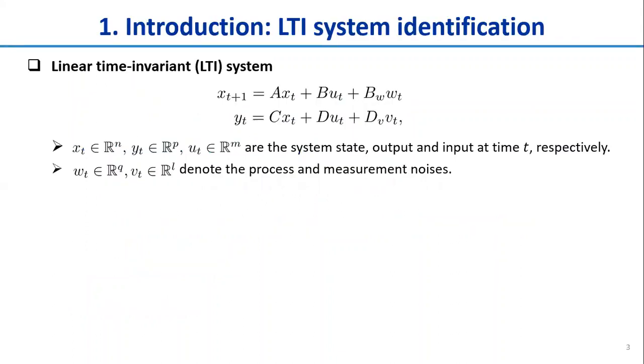So in this talk, I will focus on the following linear time-invariant systems. Here, x_t is the system state, y_t is the system output, and u_t is the system input. The system also has some process and measurement noise, w_t and v_t. The matrices A, B, C, D are used to describe the system dynamics.